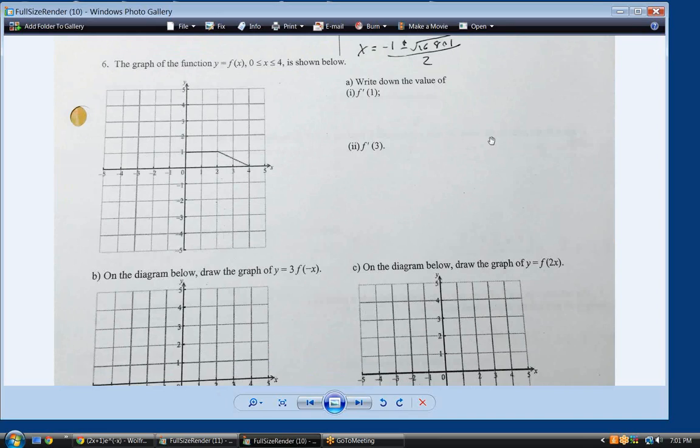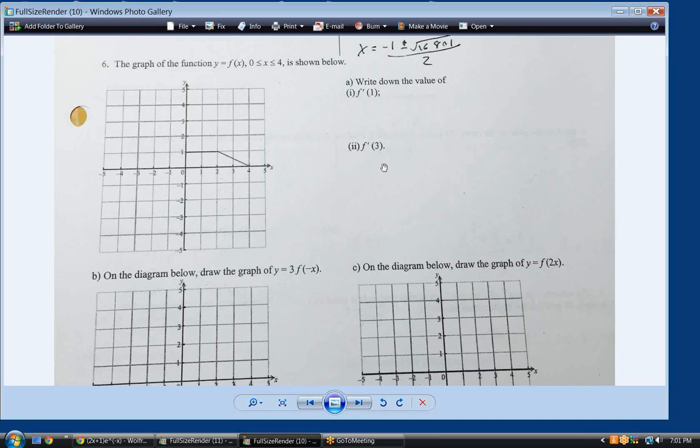So number 6. What is the value of f prime of 1? Zero? Yeah. What's f prime mean? The slope of the tangent. Right. It's the first derivative, which means the slope. It's whatever the slope of this function is when x is 1. And we can see that the slope is 0.